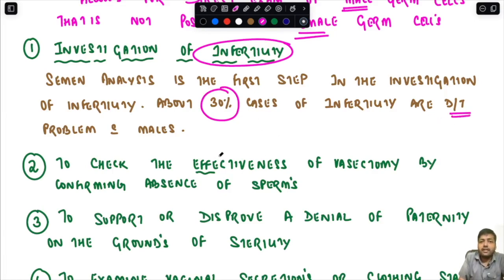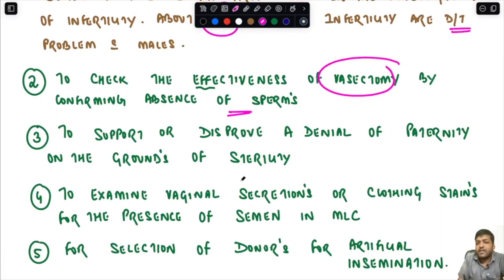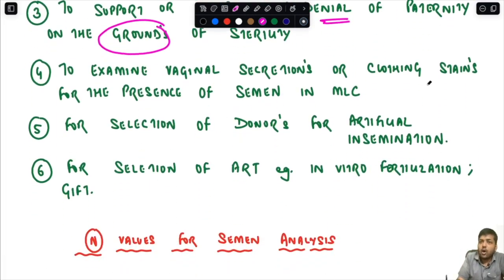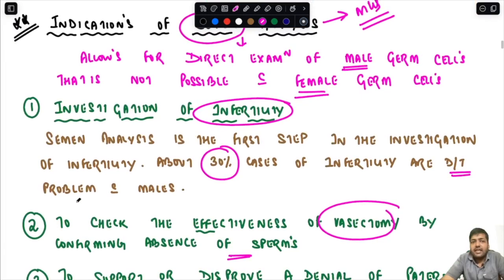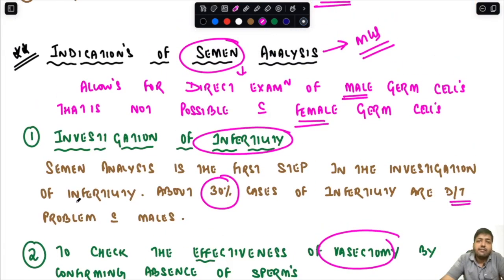Also it is done to check the effectiveness of vasectomy by confirming the absence of sperms. To support or to disprove a denial of paternity on the grounds of sterility. To examine vaginal secretions or clothing stains for the presence of semen in medico-legal cases. For the selection of donors for artificial insemination. For selection of assisted reproductive techniques, for example in vitro fertilization as well as GIFT techniques. So these are basically the indications of carrying out semen analysis.